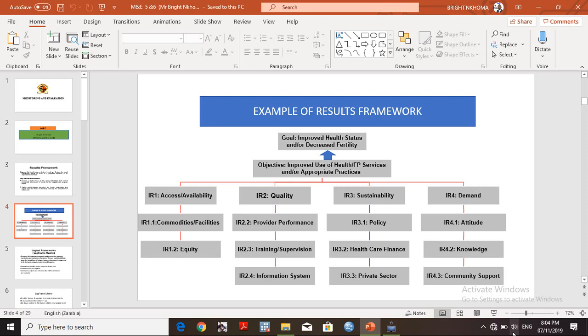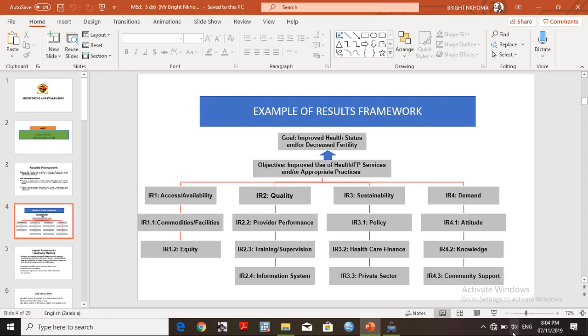In a nutshell, the result framework is just asking you to identify the results that you are likely to see in that particular project, starting with the immediate results, followed by something that comes from the immediate result, then something that will come in the middle, then the other thing in the middle, then finally that very thing that you desire as a project. The reason why the project exists is your goal, right?